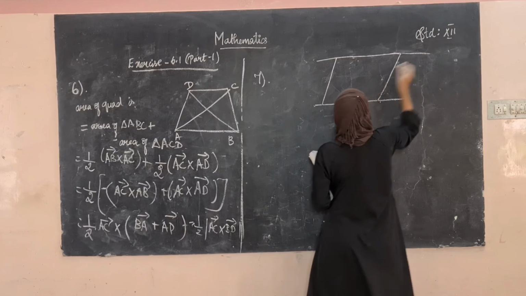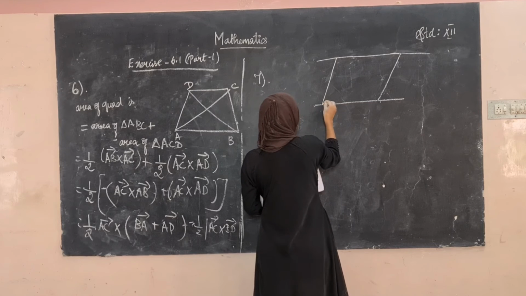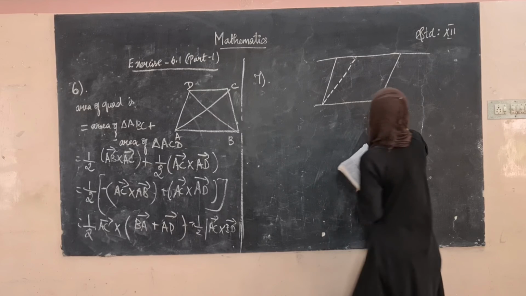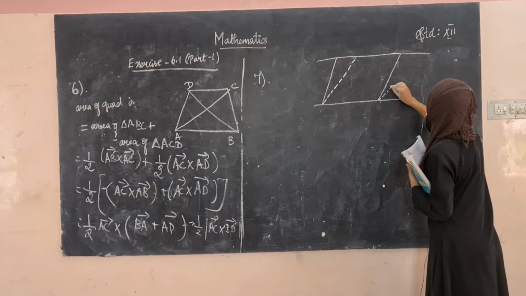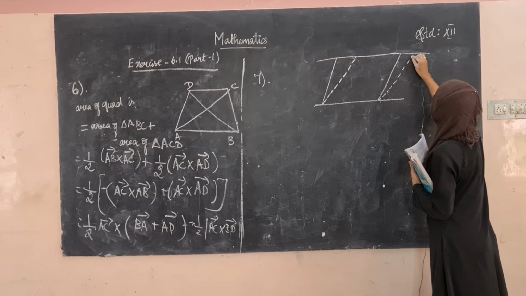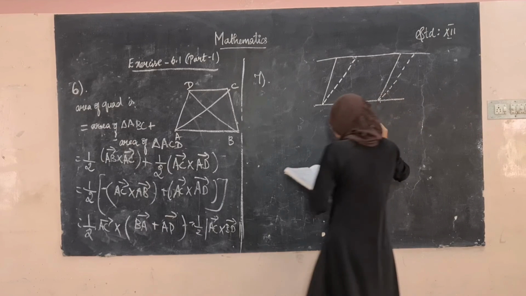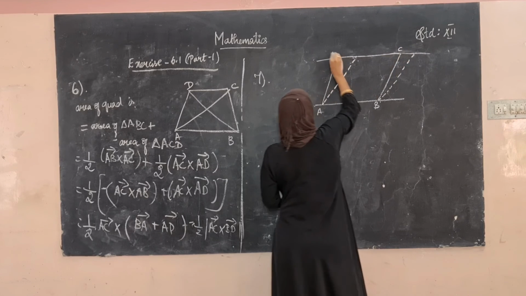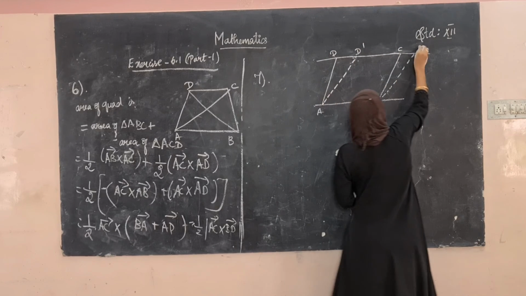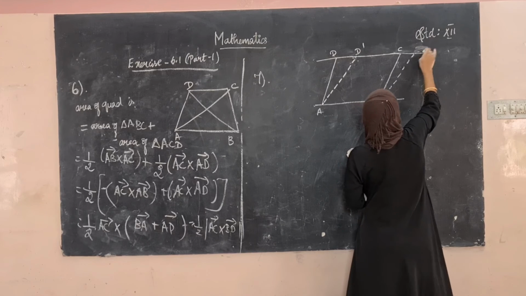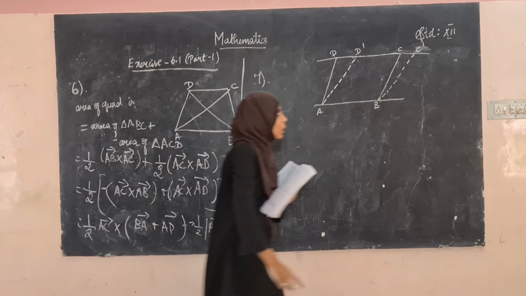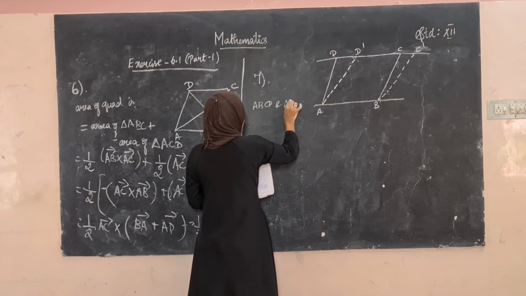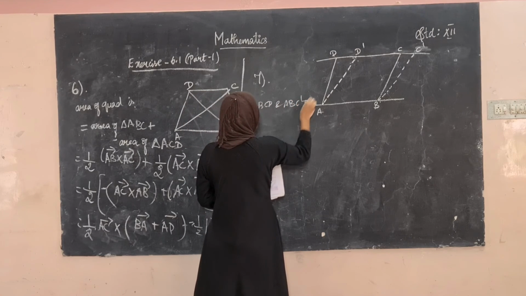Now let this be the first parallelogram. They are going to have the same base, so we are going to draw another parallelogram from the same base. So the parallelograms are ABCD, with this being D dash and this being C dash. So the two parallelograms are ABCD and ABC dash D dash.